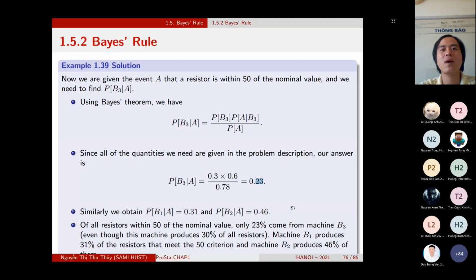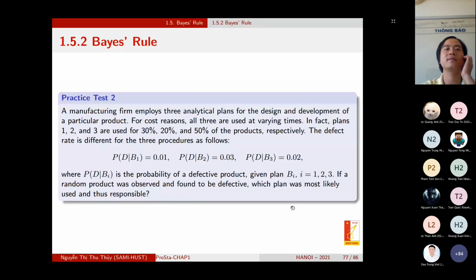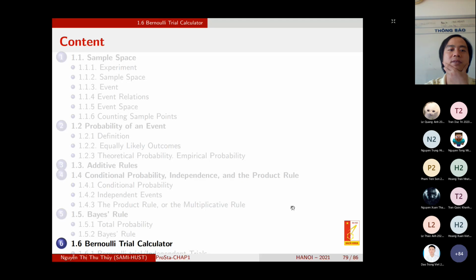That's why we say that probability depends on what new information you have. That's a very interesting and sophisticated part of probability. For practice test 2, you can do it at home. Practice 3 also. I think that's enough for today. For the Bernoulli trial calculator, I think you can read it at home because it's not difficult. So, any questions about today's lesson?